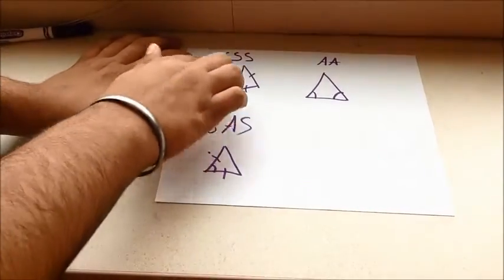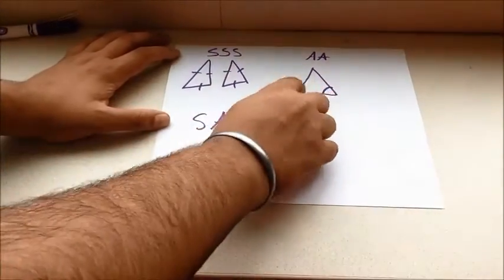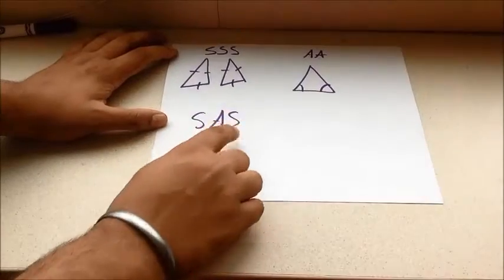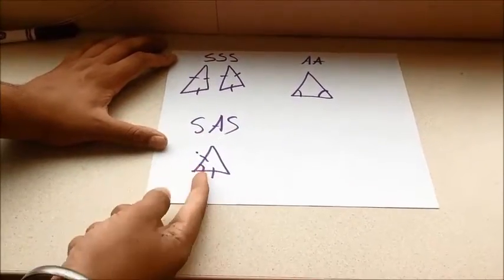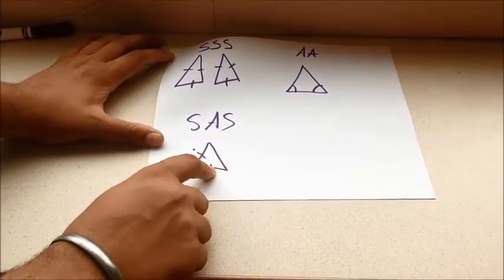SSS is when all three sides are the same. AA is when two angles are the same. SAS is when you have a side and angle in between the other side, making SAS.